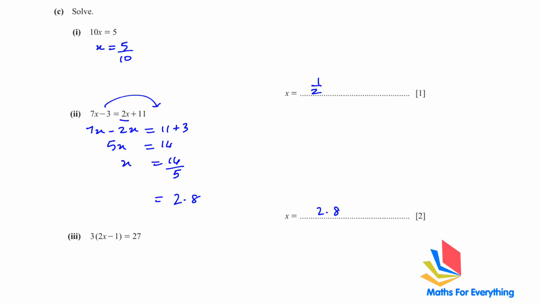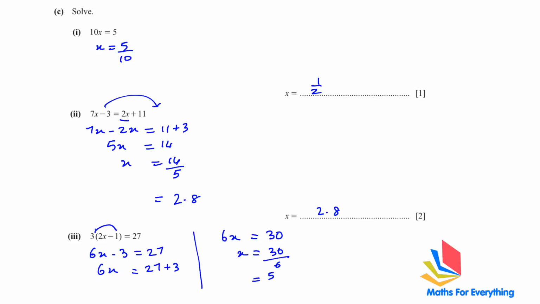In this question, you can either expand or leave it. We'll expand and see. 3 multiplied by 2x is 6x. 3 multiplied by negative 1, negative 3 is equal to 27. 6x is equal to 27 plus 3. Therefore, 6x is equal to 30. X is equal to 30 divided by 6, which is 5.